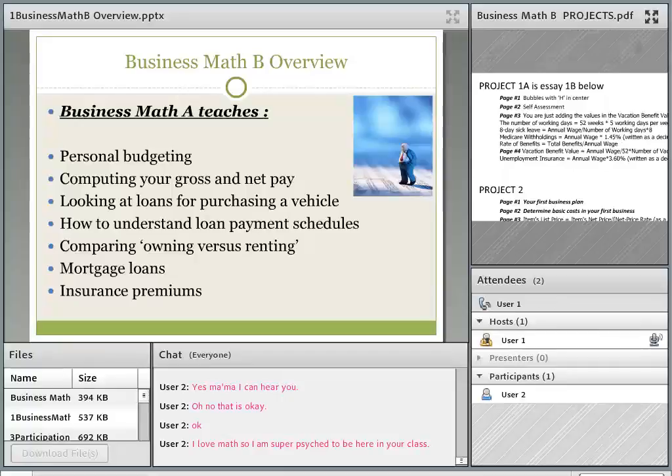There's also a portion of one of your projects where you actually compare the benefits, the pros and cons of owning versus renting. And last but not least is insurance premiums. We all have them. So there's a project again and information on insurance premiums. So those are the basic concepts covered in Business Math A.